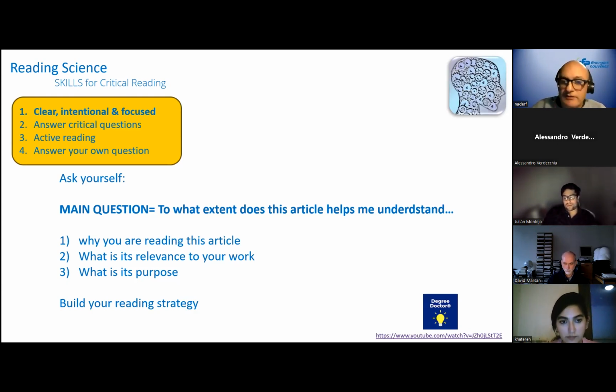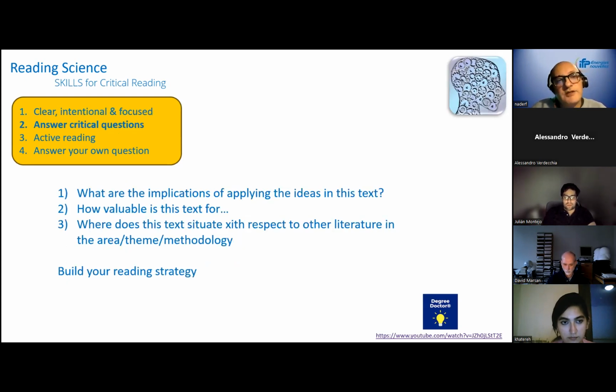That's why you are reading this article, and why you are not reading that article. What is the relevance to your work? What is its purpose? So you have to build your own strategy.